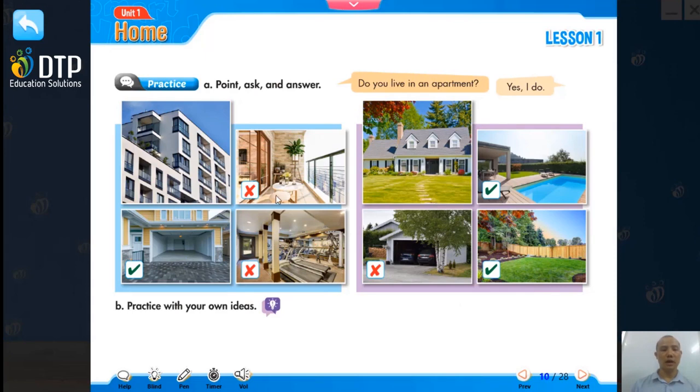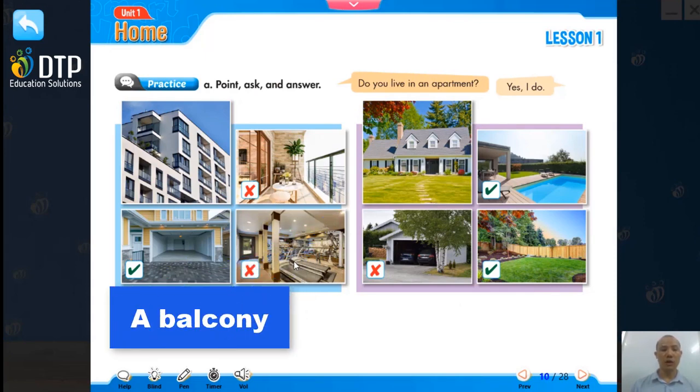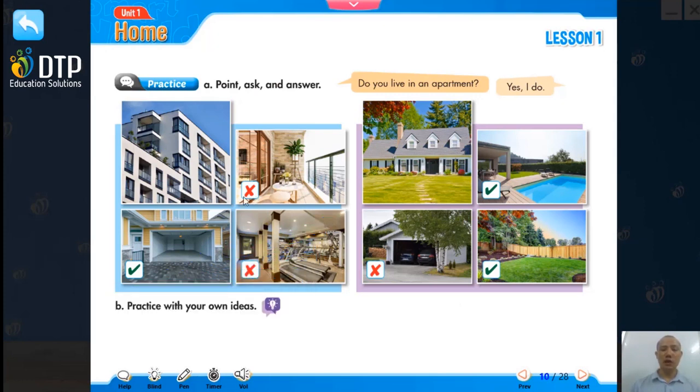Then you look at another picture. What is it? Balcony. What is it? Gym. What is it? Garage. And then if you notice there's a cross, your answer will be no. A tick, your answer will be yes.